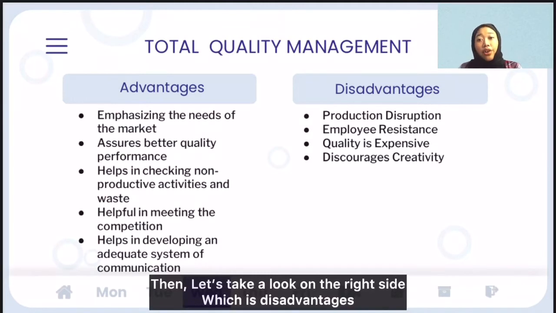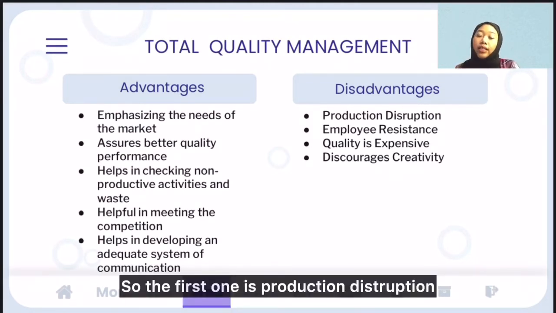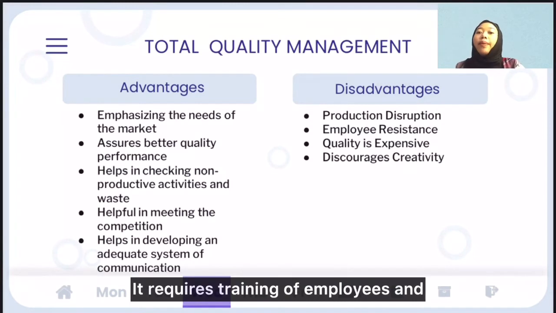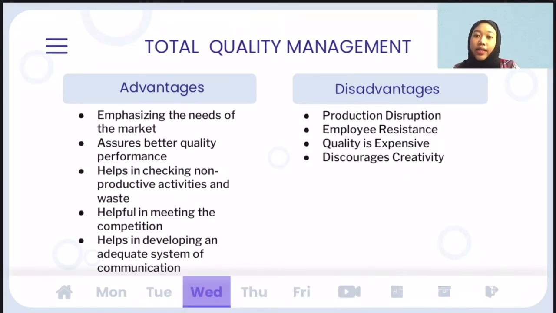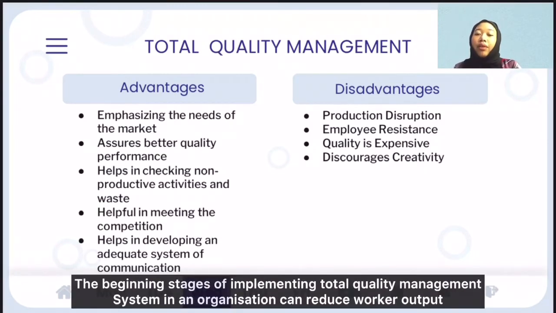Then let's take a look at the right side, which is disadvantages. So the first one is production distraction. By implementing a total quality management system in a company, it requires training of employees, and this requires them to take some time off their day-to-day work duties. While the improvements do reduce sleep time, eliminate waste, and improve productivity, the beginning stages of implementing a total quality management system in an organization can reduce worker output.